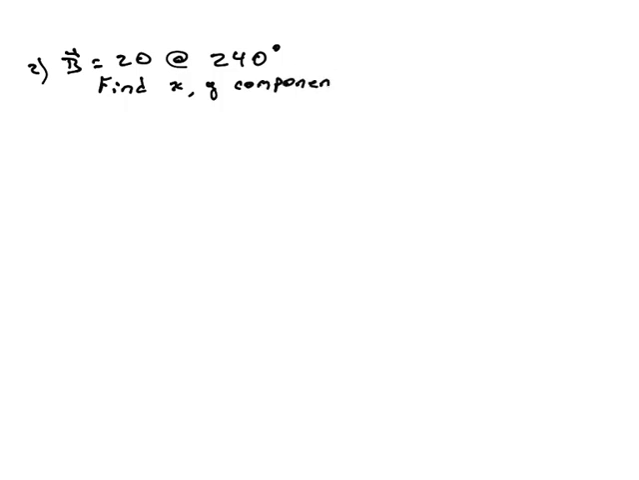So let's try another one. Let's say vector B is a vector whose magnitude is 20 and is pointing at an angle of, let's say, 240 degrees. And again, the question is find the x and y components of B.